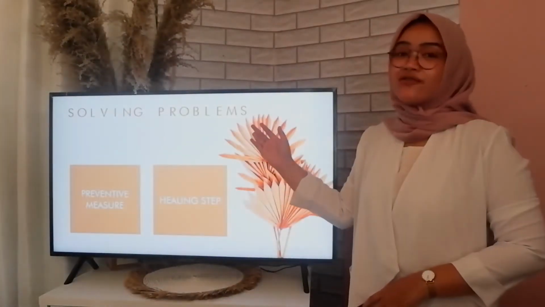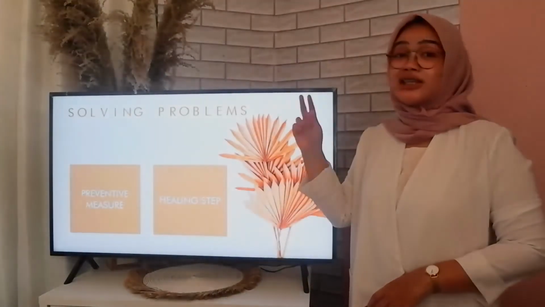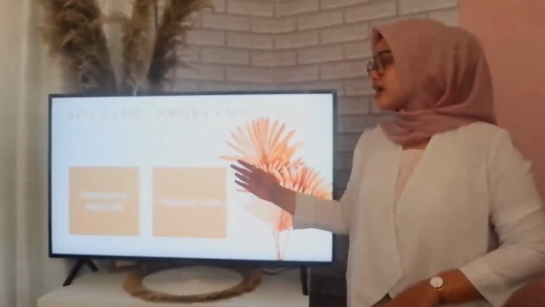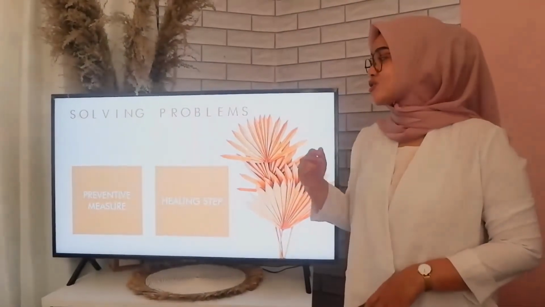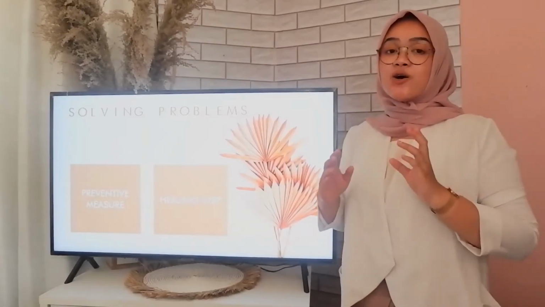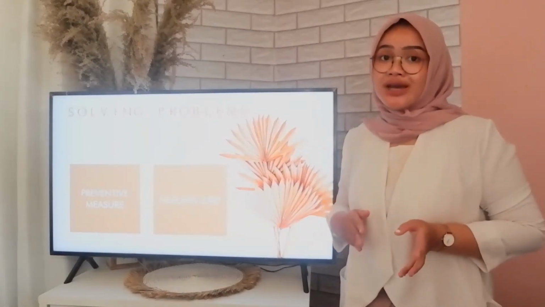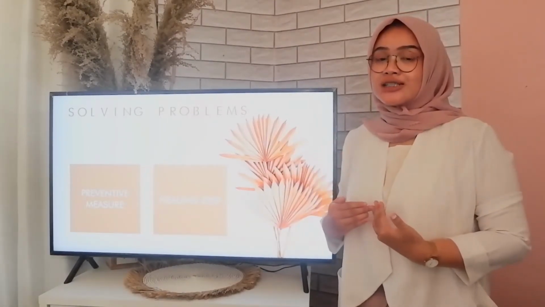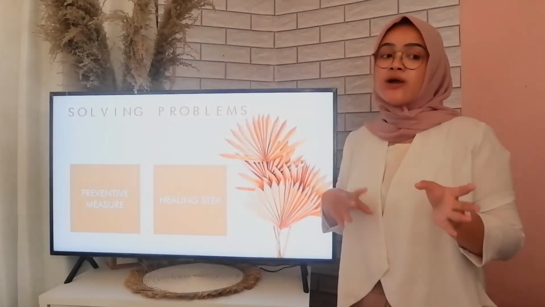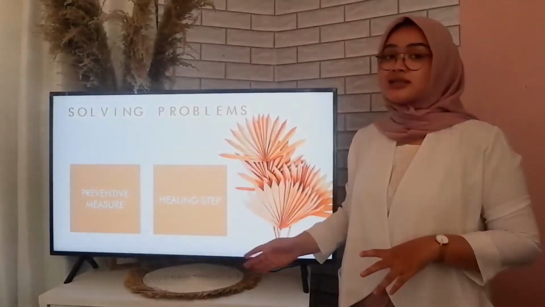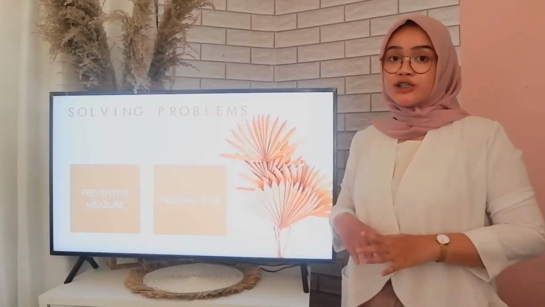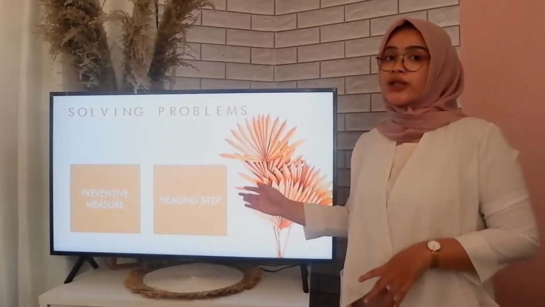Okay, solving problems is divided into two. The first one is the preventive measure, and the next is the healing step. The preventive measure is in the form of regulations or rules that we set in our first term, at the beginning of the semester. While the healing step takes firm rewards or punishment, so it becomes curative.